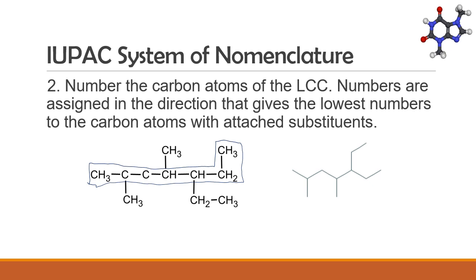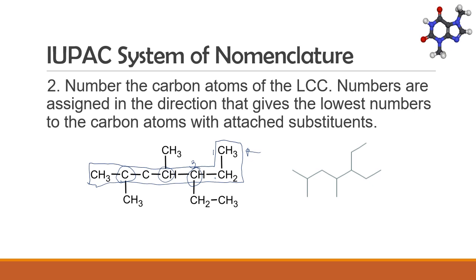According to the rules, numbers are assigned in the direction that gives the lowest numbers to the carbon atoms with attached substituents. So in our case, we have a substituent assigned to this carbon, and another assigned to this carbon, and another one assigned to this carbon. If we start our counting from right to left, this would give us 1, 2, and this would be 3.